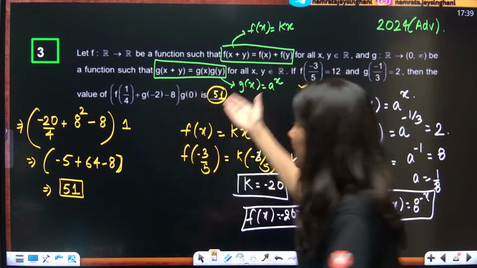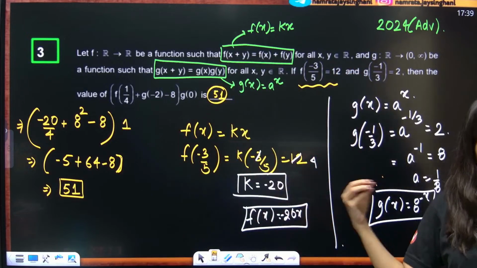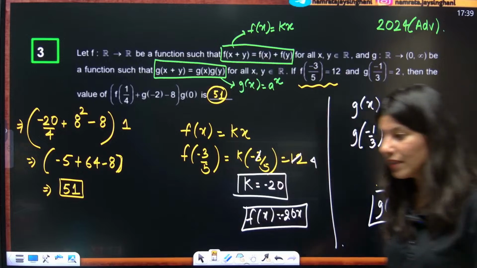This is JEE Advanced 2024. How many of you feel that this is not at all difficult, this is actually an easy question?